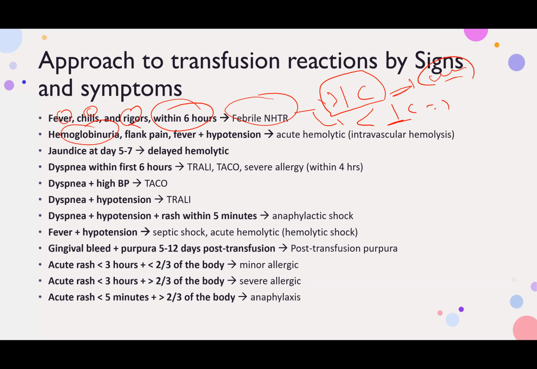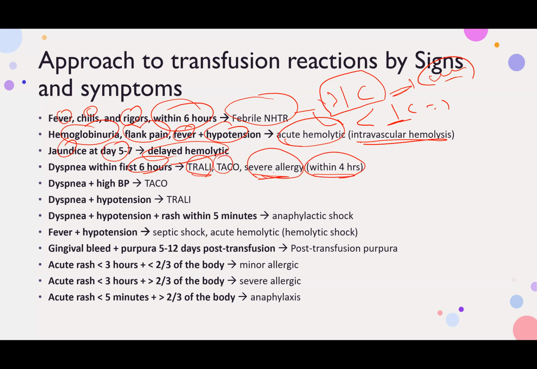Hemoglobinuria, flank pain, fever, hypotension, you will think of acute hemolytic reaction due to intravascular hemolysis. Jaundice at day 5 or day 7 after the transfusion means you are dealing with delayed hemolytic transfusion reaction. Dyspnea within the first 6 hours means it's either TRALI, TACO, or severe allergy within 4 hours.